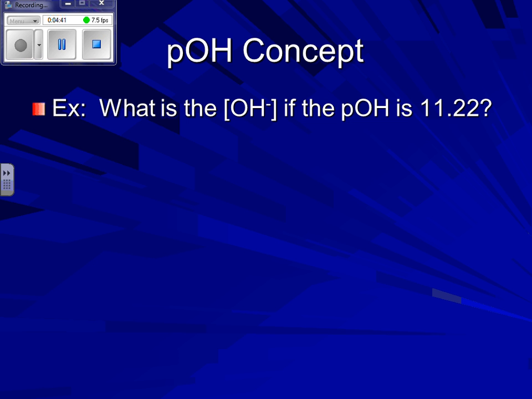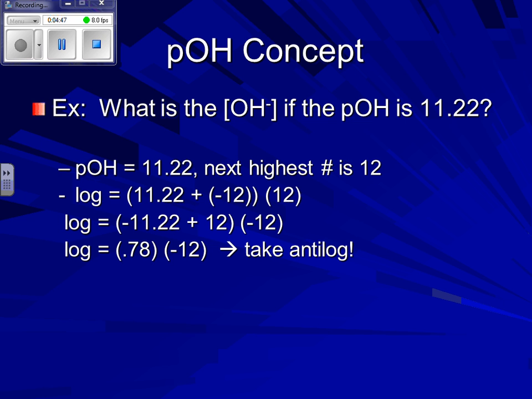If I take a look at the concentration, this is actually a really easy problem. I plug in, don't worry about how this is, just plug this in. pOH equals the negative log of 11.22. So 11.22, the log, and take the negative of that, you'll end up with 6.03 times 10 to the negative 12.